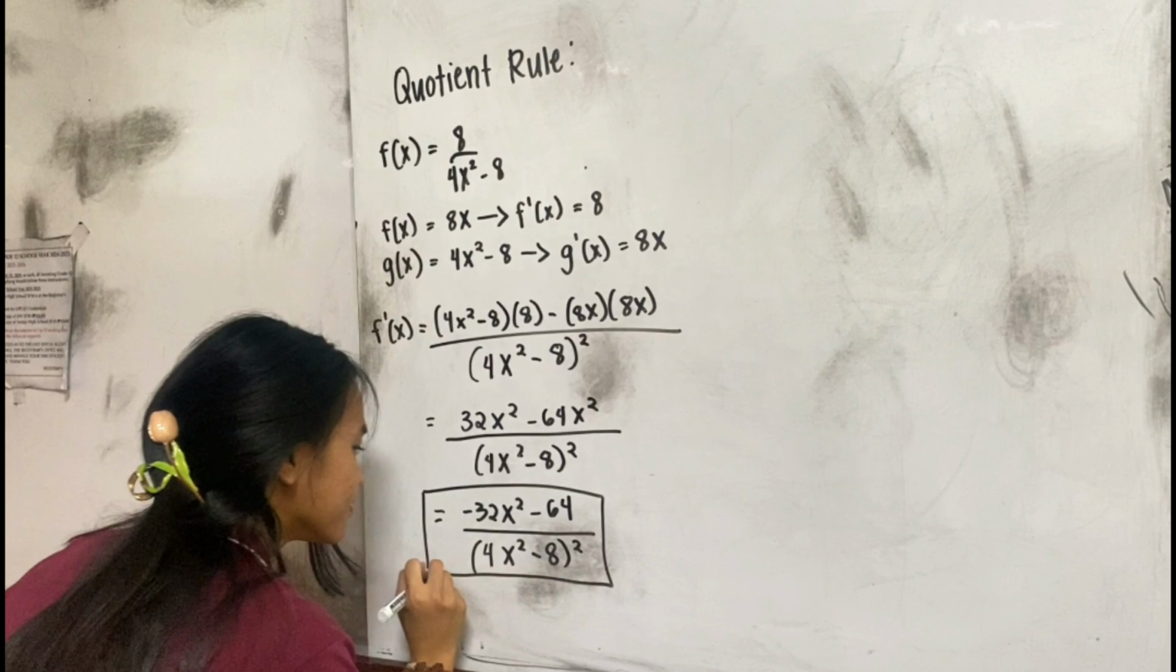First, let's find the derivative of 8x. So the first derivative of 8x is 8, and for g of x, 4x squared minus 8, the derivative of that is 8x. After we get that, we will use the formula and substitute the given. 4x squared minus 8 times 8 minus 8x times 8x over 4x squared minus 8 squared, and it's equal to 32x squared minus 64x squared over 4x squared minus 8 squared, and the final answer is negative 32x squared minus 64 over 4x squared minus 8 squared.